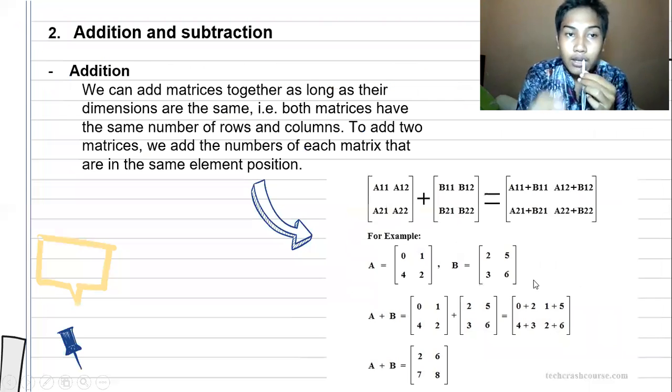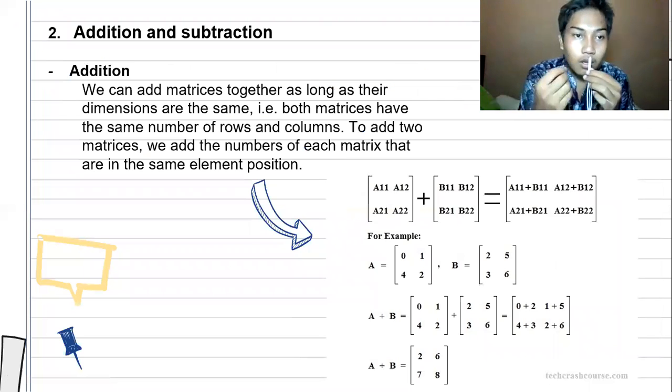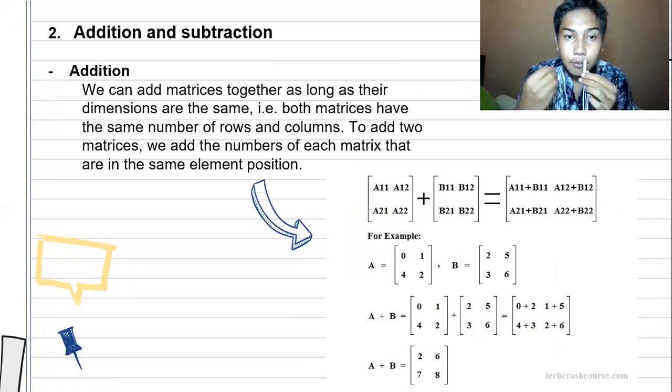And second, we have addition and subtraction. Addition: we can add matrices together as long as their dimensions are the same, meaning the matrices have the same number of rows and columns. To add two matrices, we add the numbers of each matrix that are in the same element position.